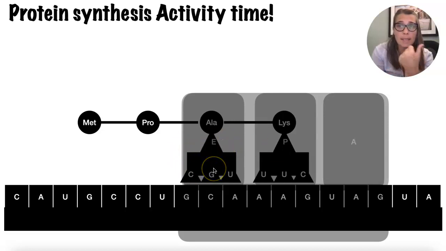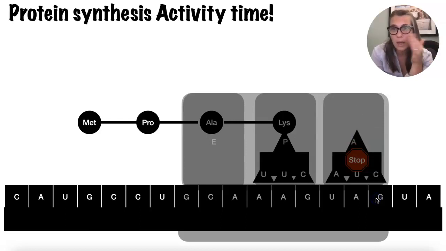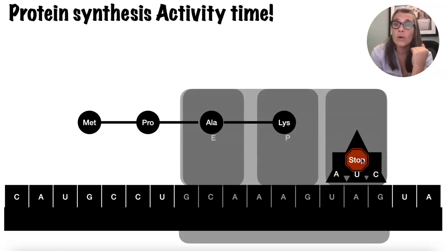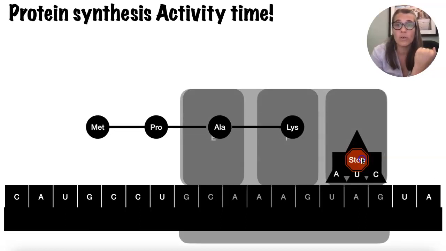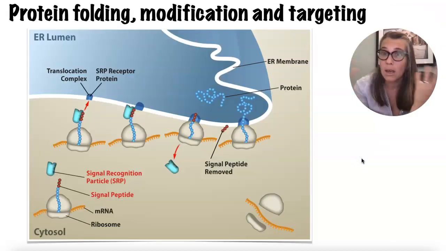Now this one is in the exit site, so we just get rid of it. And now what happens? UAG is the next codon that the ribosome is going to read. But that is a stop codon. So at this point, we're telling our machinery we are done. There are no other amino acids linked to this one. We have a stop codon here, so it's time to get rid of everything. Your polypeptide is ready, it's going to be released, and everything is going to be reused.